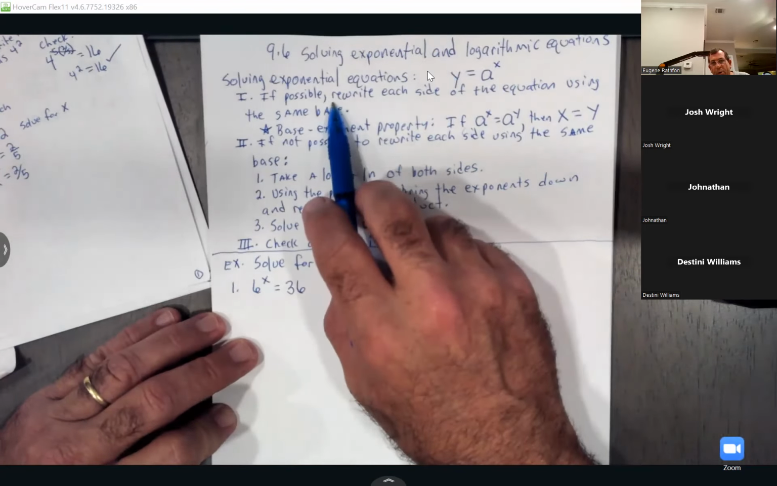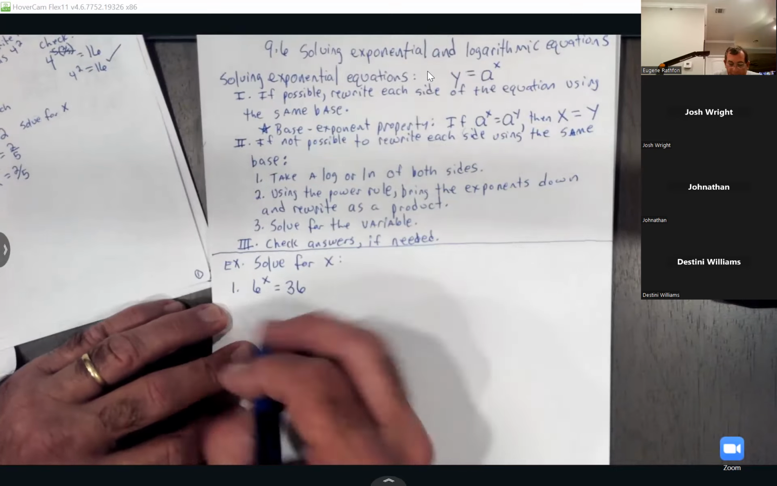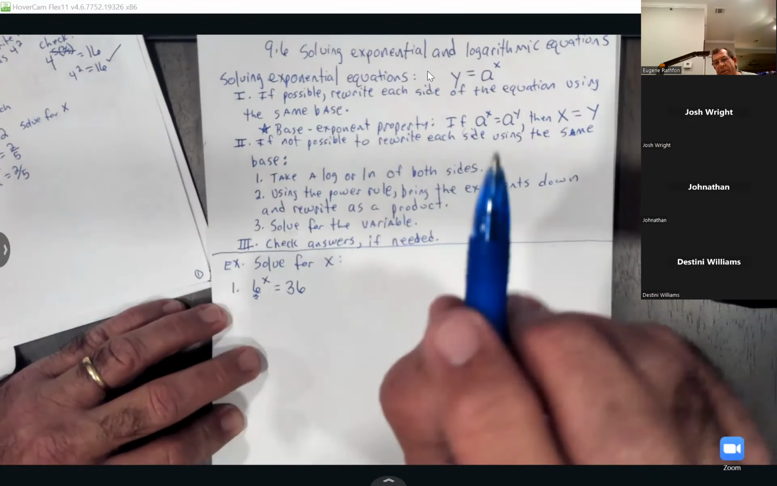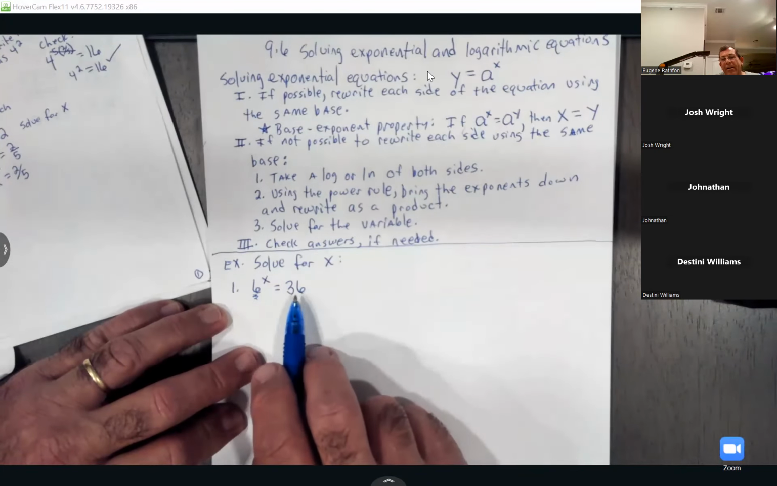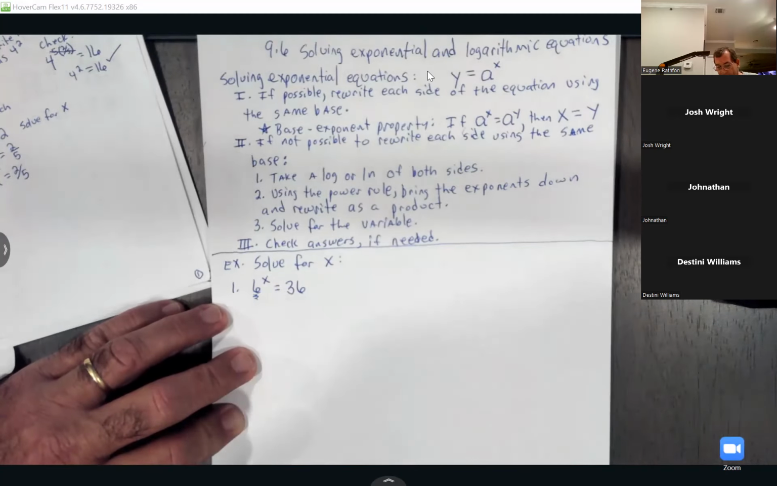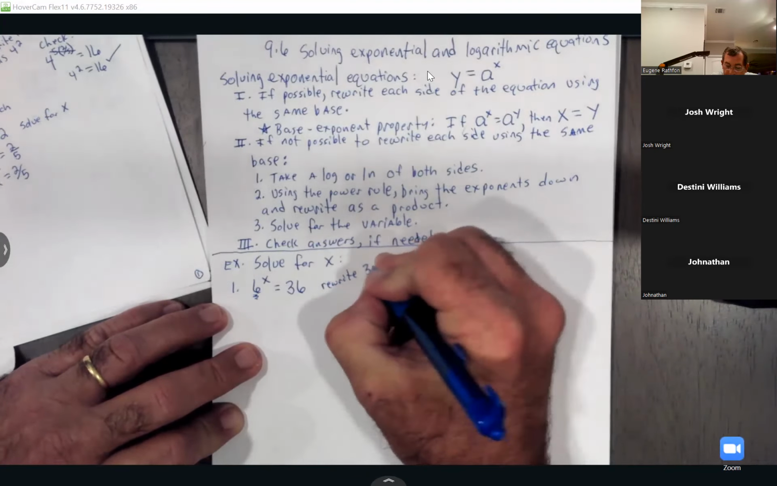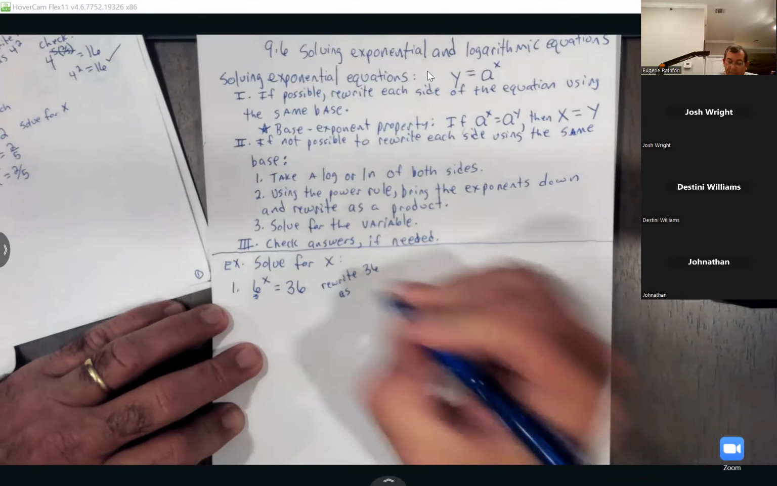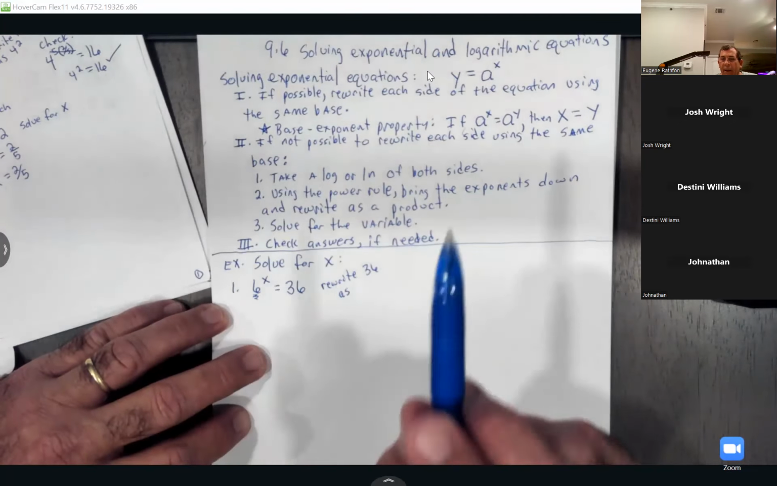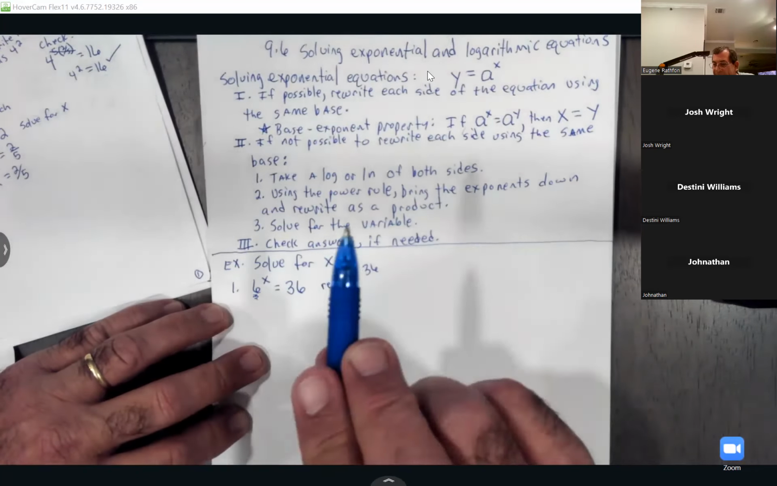So my first thing I want to do, I'm going to look at this and see if I can rewrite each side of these using the same base. So notice on the left side, my base is a 6. So my question to y'all, can I rewrite 36 as a 6 to an exponent? Yes, I think yes. Would it be 6 squared? All right, let me ask y'all this. How many times can you multiply 6 to get 36?